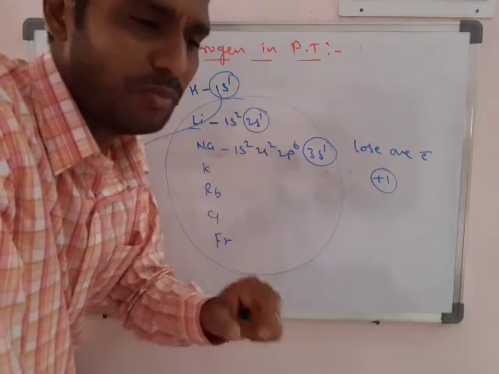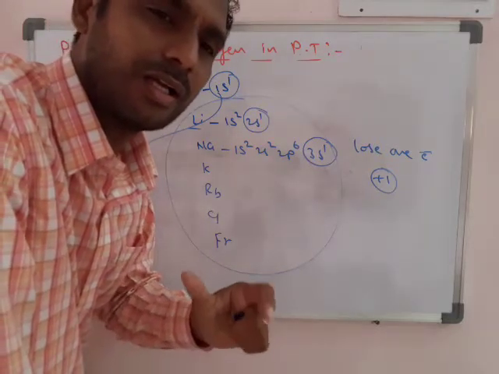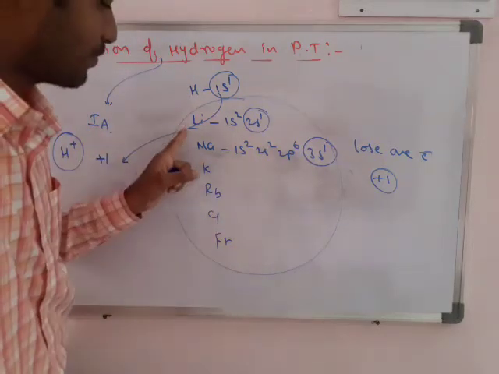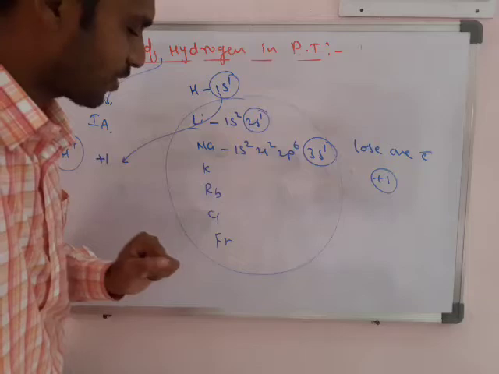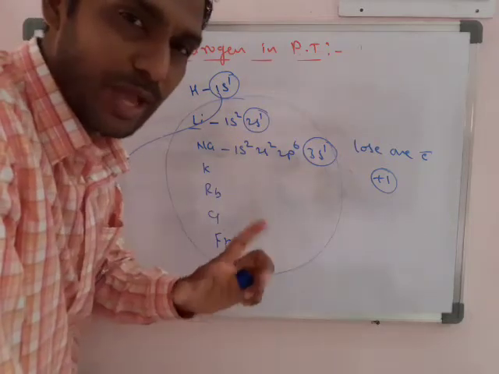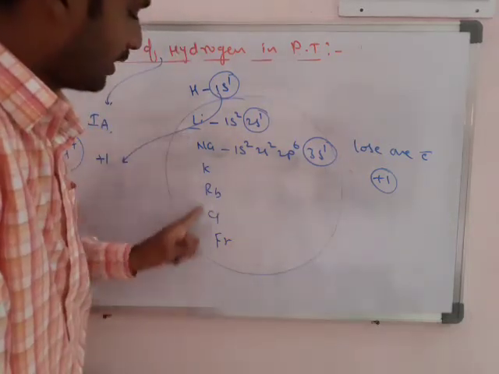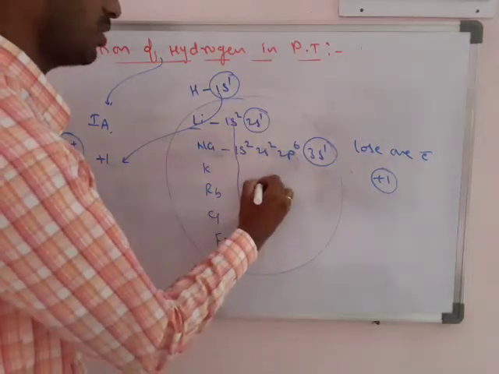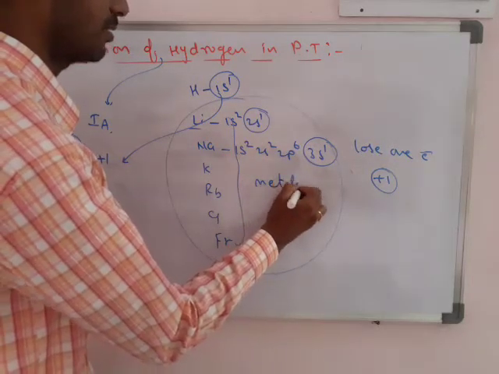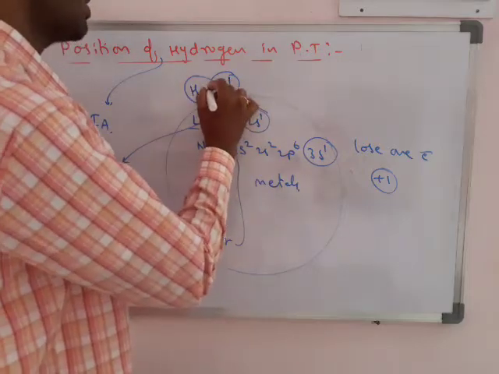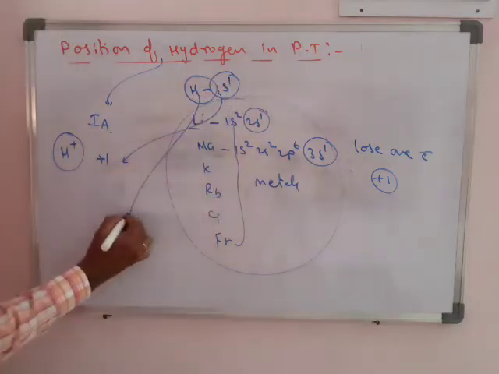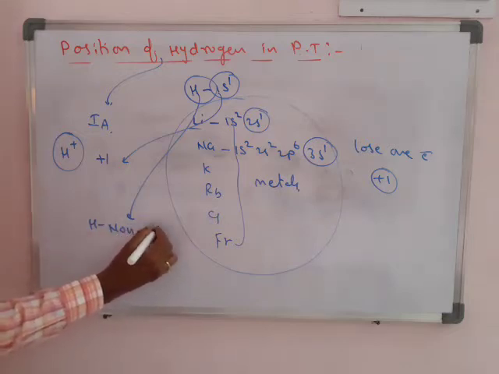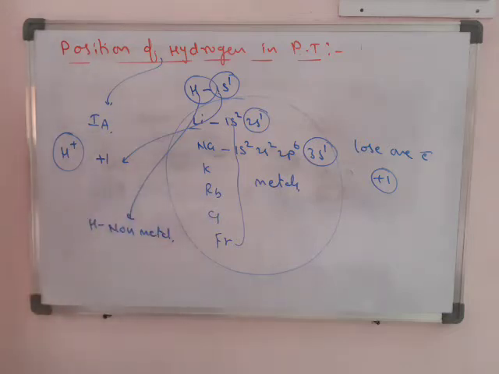But one more important point here is that all these 1A group elements, lithium, sodium, potassium, rubidium, cesium, francium, are metals. Here francium is a radioactive element, leave it. All other 1A group elements are metals. All these are metals. But hydrogen, as we just said, is a non-metal. Hydrogen is a non-metal.